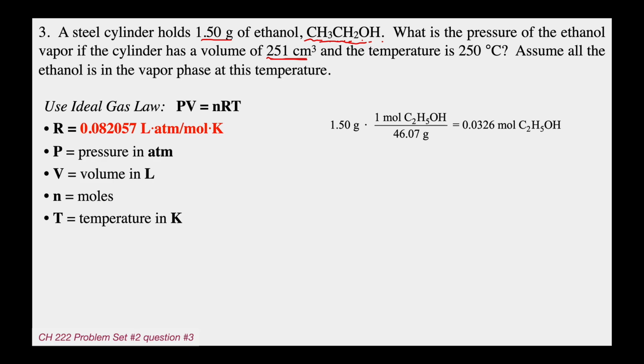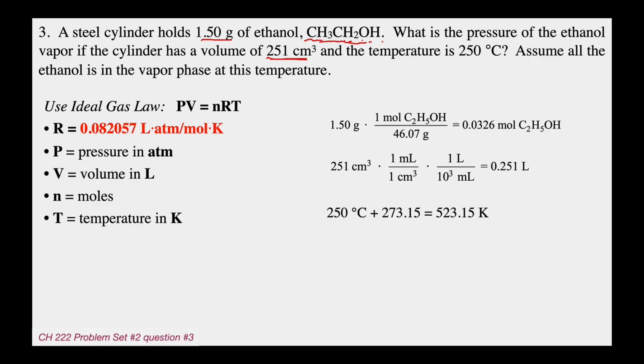So if you add up 2 carbons, 5 hydrogens, an oxygen, and 1 more hydrogen on the periodic table, that comes out to be 46.07 grams per mole. So grams divided by grams per mole, you get the value of moles right there. That's the number we're going to use in the ideal gas law. The volume, remember that a centimeter cubed is the same as a milliliter, and there's 1,000 or 10 to the third milliliters per liter. So this comes out to be 0.251 liters.